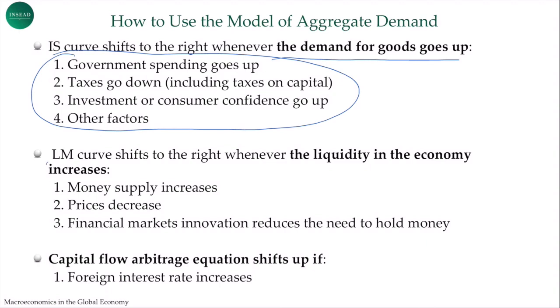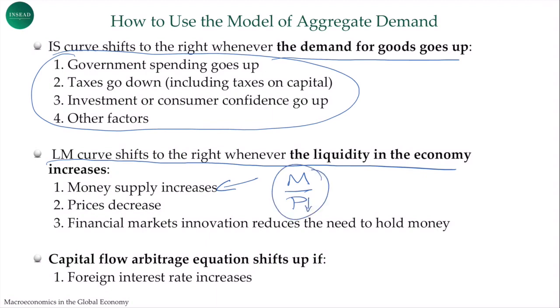The LM will shift to the right every time liquidity in the economy increases. Now, that can happen because the central bank increases the money supply. That could happen if we go back to a world where prices move. If prices go down, because then money measured in real terms will also go up. Or there could be a change in demand that is sort of the mirror image of an increase in liquidity, in particular, a decrease in money demand. So any change in financial innovation that makes people hold less money will also shift the LM curve to the right.